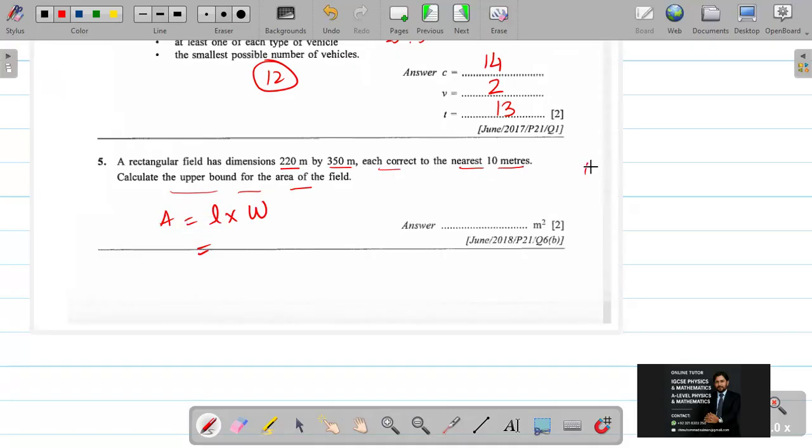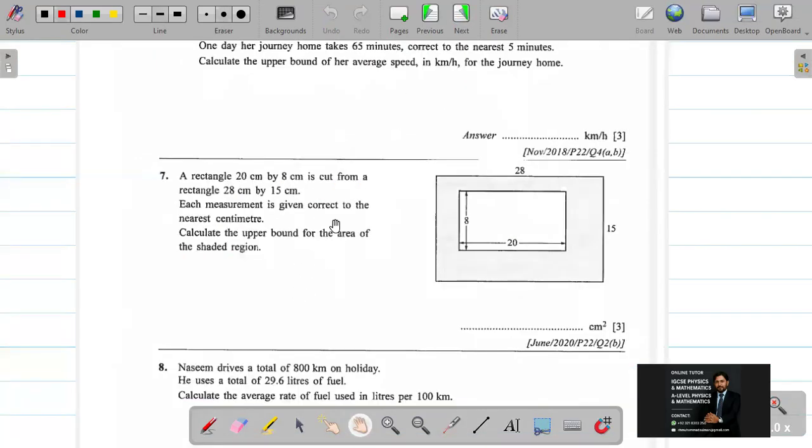Nearest to 10 meters, 10 divided by 2 is equal to 5. So I am using the upper bound for both of them because they are directly proportional. So it is 255 multiplied by 355. Wait a second, 255 multiplied by 355. I am getting 79875 meter square. Let's move to the next question.